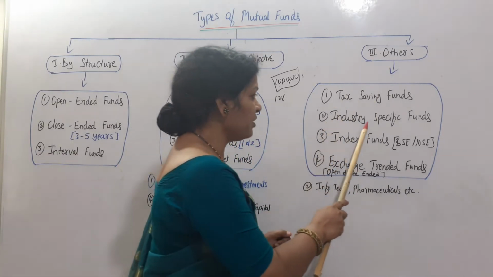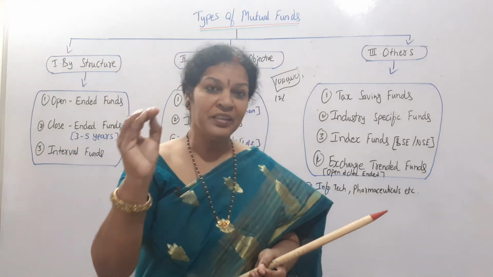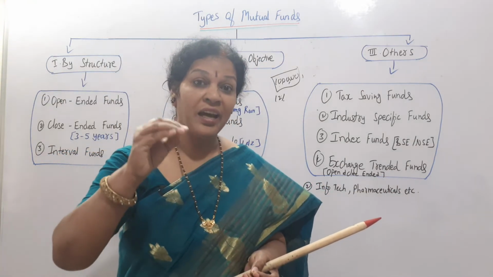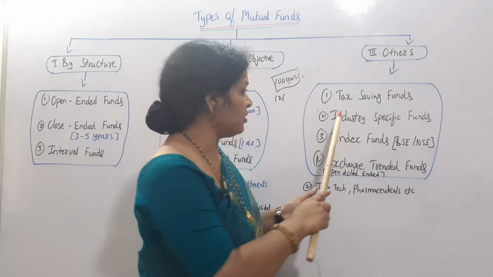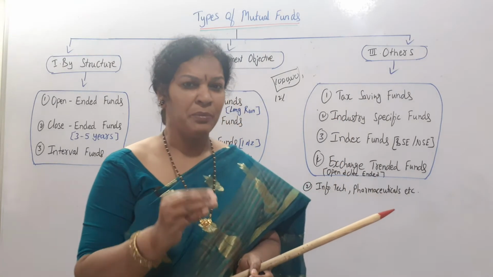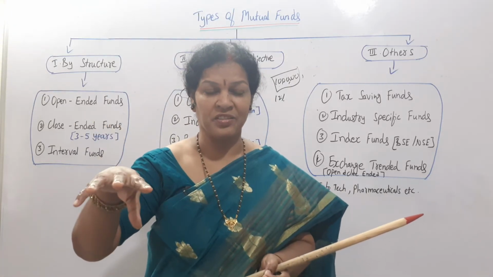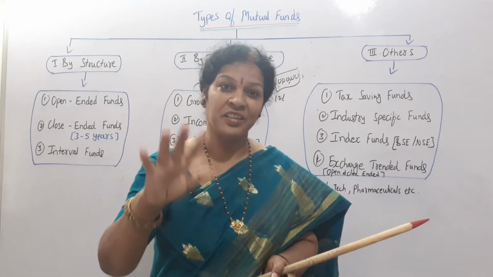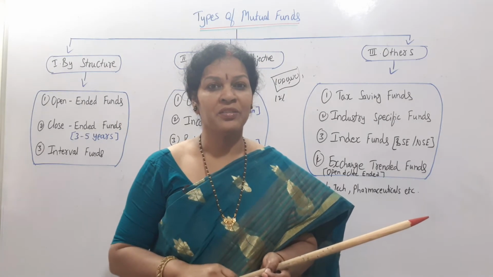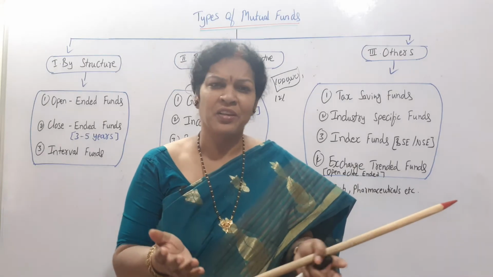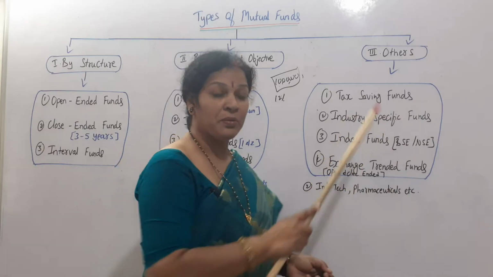And the second one is industry specific funds. Industry specific funds means these funds are invested in a particular industry. If I purchase these funds, they will mention that our investments will be in particular industries where growth will be certain, no doubt at all. In those particular companies and industries we are investing. So I feel very confident, and then I can invest. That is industry specific funds.